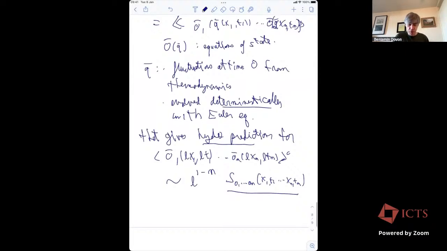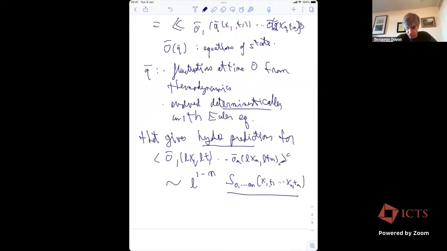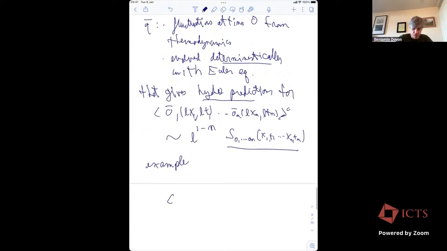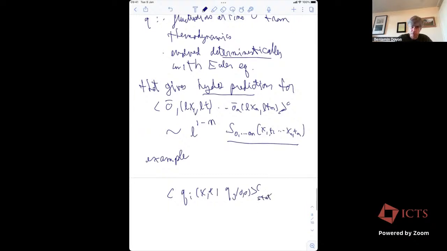So you can use hydrodynamics to get the way correlation functions decay at large space-time scale. This is quite general. It's actually completely general at Euler scale. It doesn't depend on integrability. It's a general theory, okay? A simple example: if you evaluate conserved densities qi(x,t) qj(0,0) in some GGE or some stationary state, integrable or not, okay?